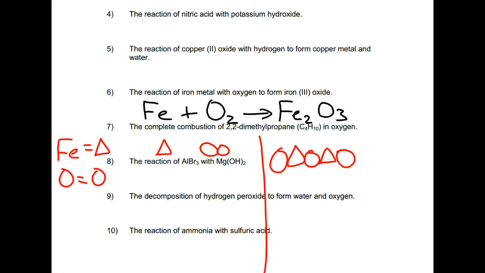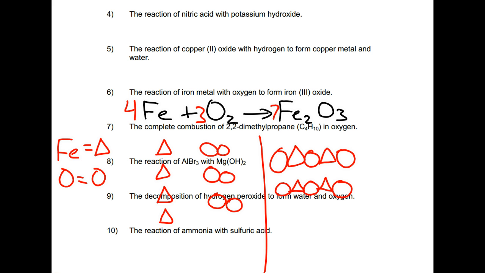So to get this balanced, well, it looks like I need another triangle to balance out the triangles. And then it looks like I've got 2 and 3, so if I add another one of these, then I need 2 more of these to get the 6 O's. But now I've got 4 triangles, so I need 4 of these guys. So this is 4, 3, 2.